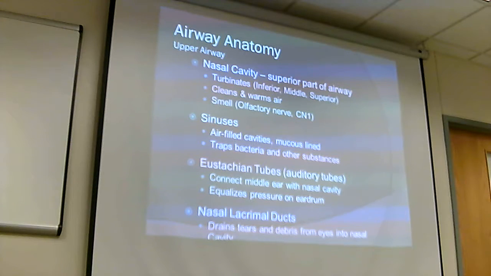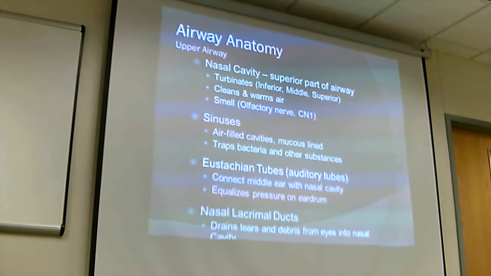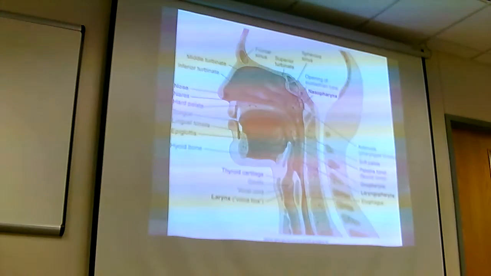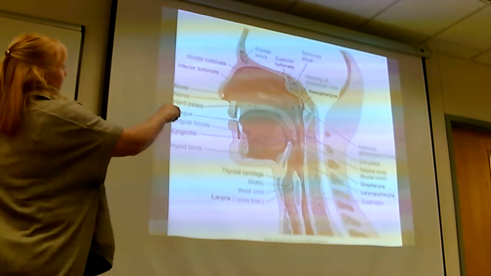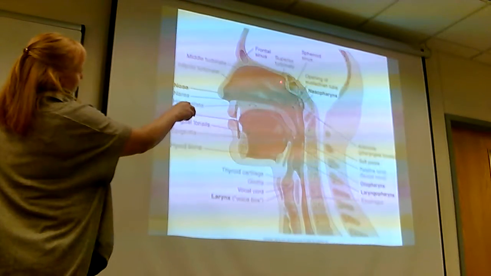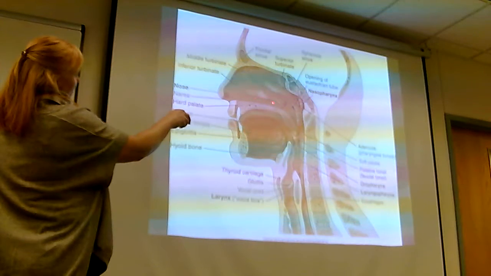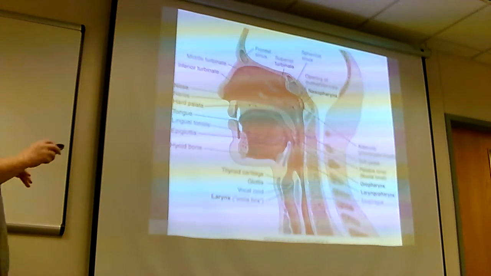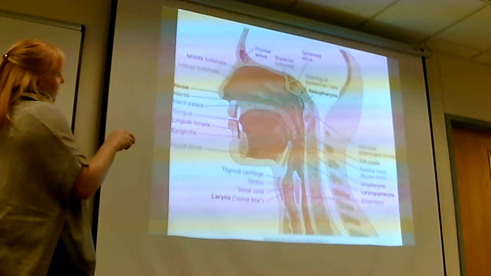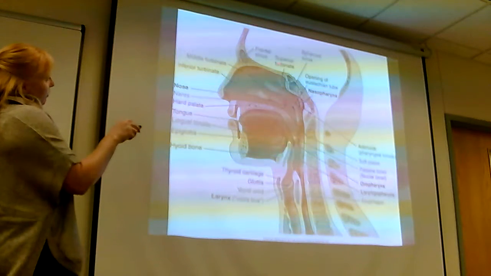So the nasal cavity is the superior part of the airway. Inside the nasal cavity, I'm going to talk about this and leave that picture up so you can see. In the nasal cavity, you've got these little lines here. They're actually little bony structures with lots of capillaries in them, big blood flow here. It separates the nasal cavity into 3 different parts.